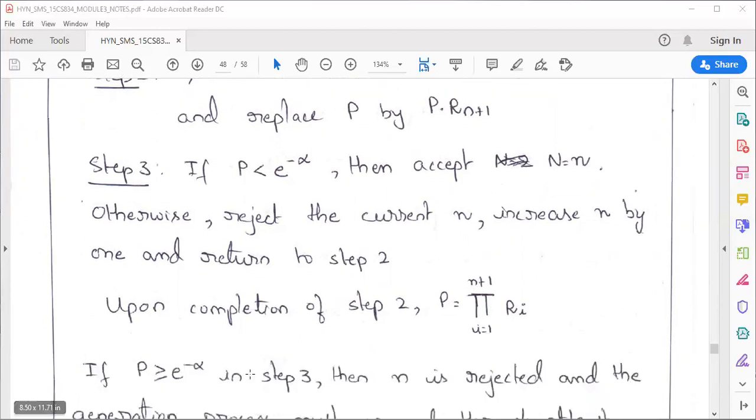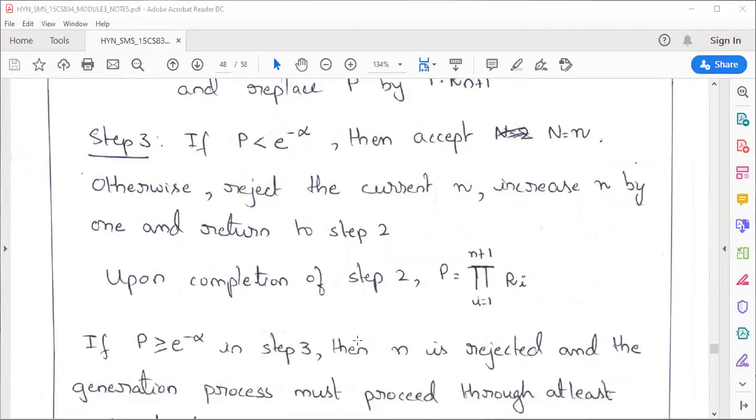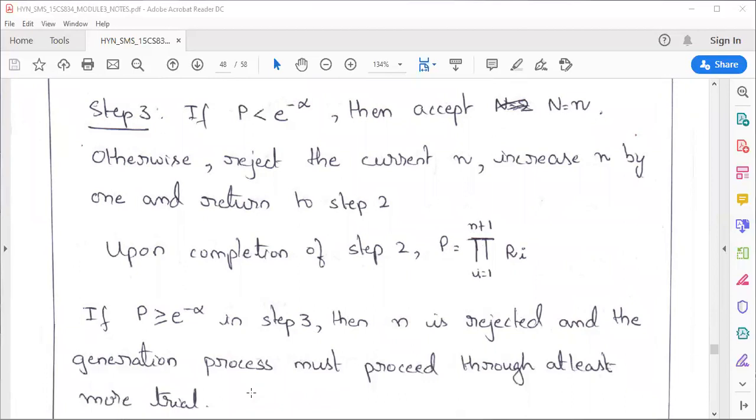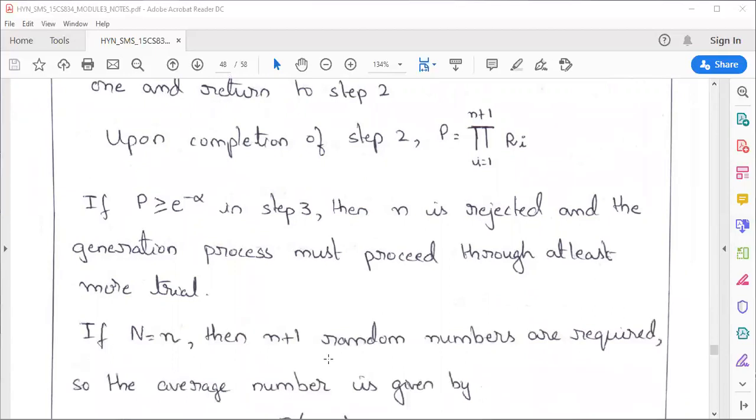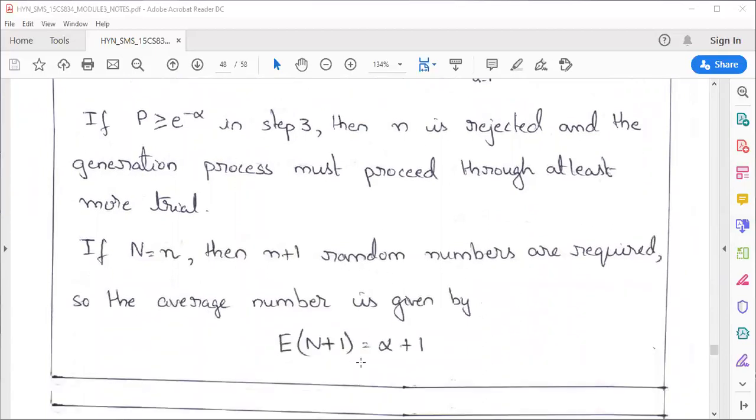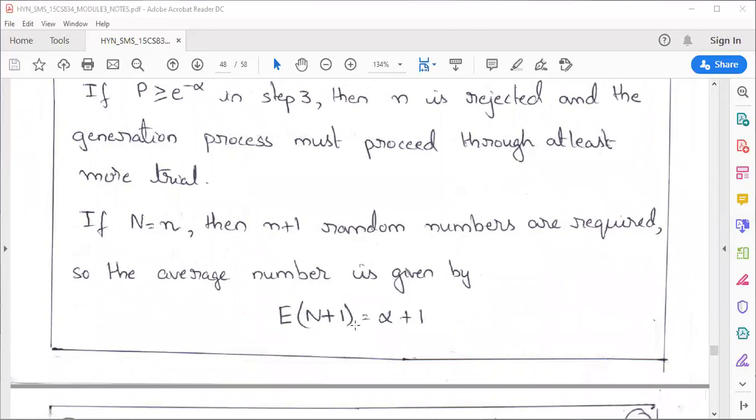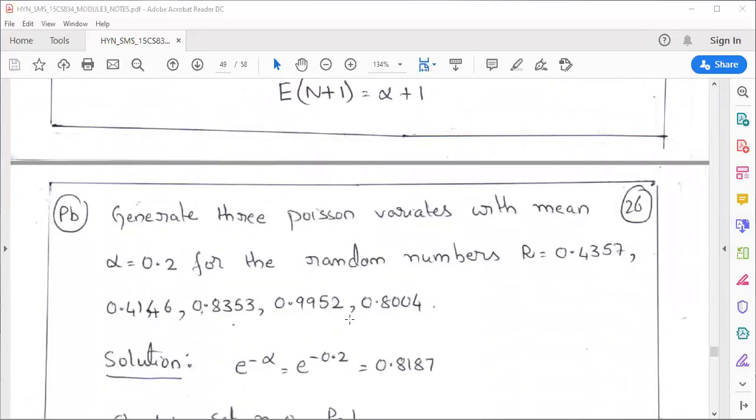If p is greater than e to the power of minus alpha in step 3, then n is rejected and the generation process must proceed through at least one more trial. That means if p is less than e to the power of minus alpha, I will accept N equal to small n. Otherwise, I will reject the value of n and continue further with the next random number. If N is equal to n, then n plus 1 random numbers are required. So the mean of the Poisson variates is given by E(N+1) equal to alpha plus 1.